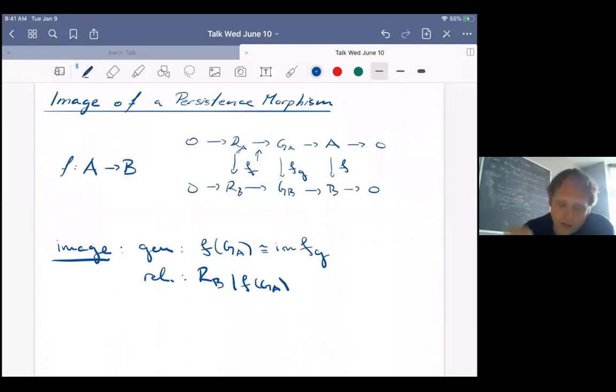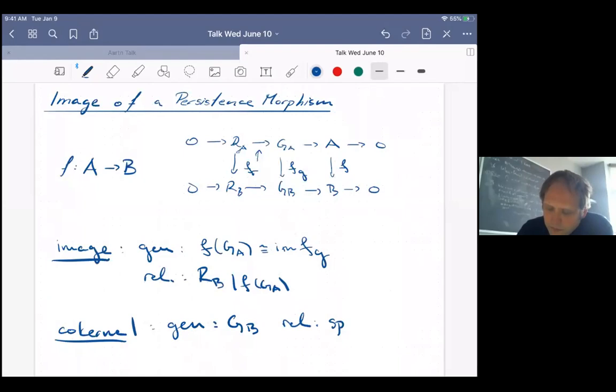So the cokernel, just for completeness, right? What it's gonna be is, again, the generators are just gonna be GB, whereas the relations are gonna be the span of RB plus F of G of A, right? And here I mean really vector addition, because it's really just the span that I care about. Okay, so one can translate all of this into just pure matrix operations and actually compute it, which, you know, once you've done a few times, I think takes away a lot of the mystery involved.